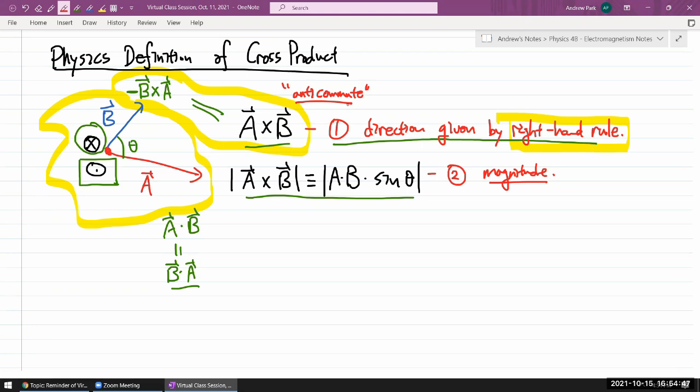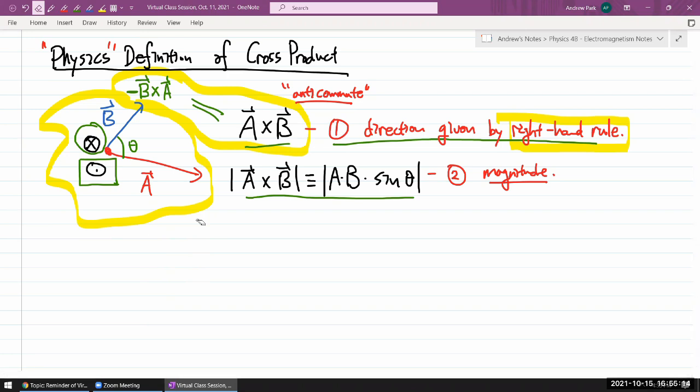Now, so this is what I'm calling the physics definition of the cross product. And as you are listening to this, if you are thinking this doesn't seem to have anything to do with the definition I've heard in the math class, let me show you the connection, how you can get from the physics definition to the version you might have seen in your math class.